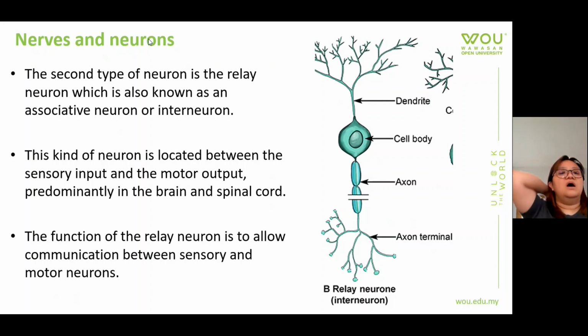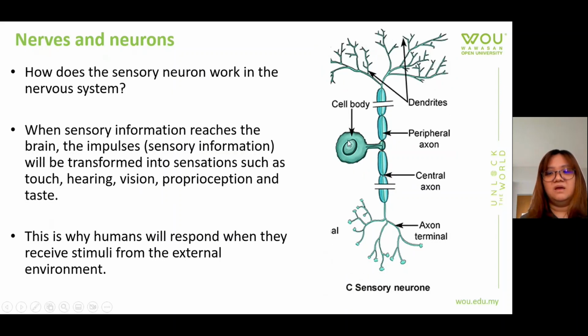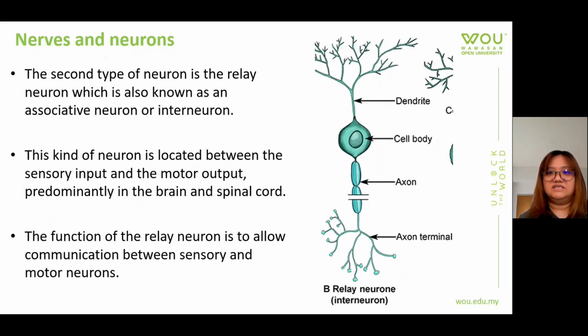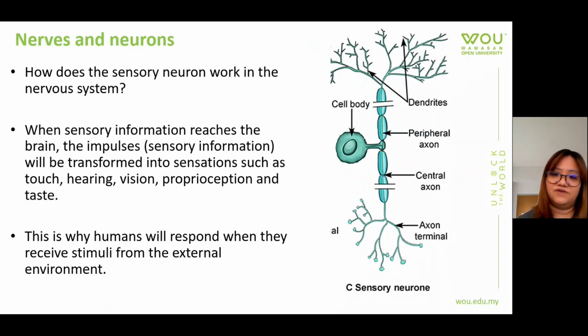So predominantly in the brain and spinal cord. We can see normally relay neurons are located in the brain as well as our spinal cord here. Its function is to allow communication between the sensory neurons and the motor neurons. You can see this is how the relay neurons look like. It's quite different from the sensory neuron, where you can see the patterns of the dendrites are quite different. The location of the cell body is quite different.